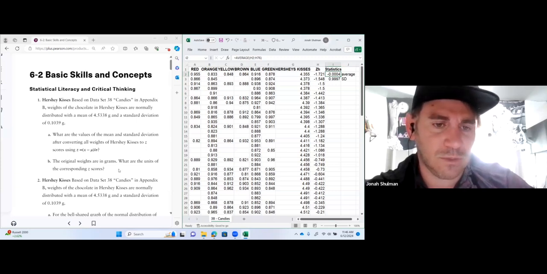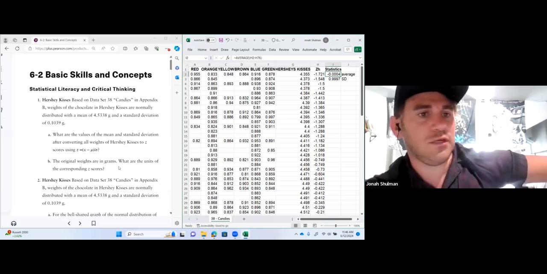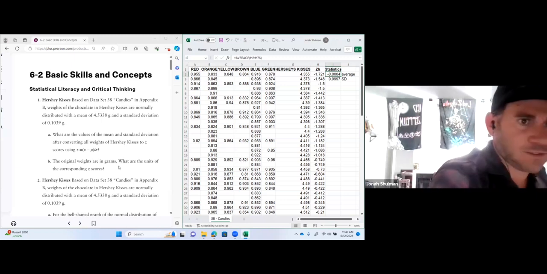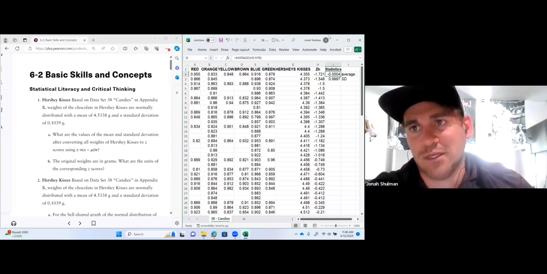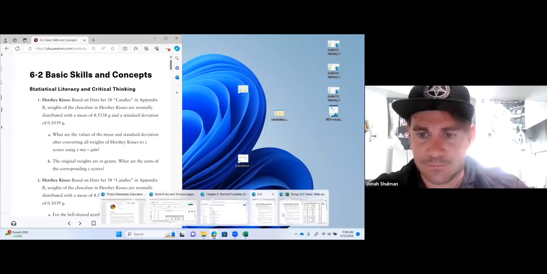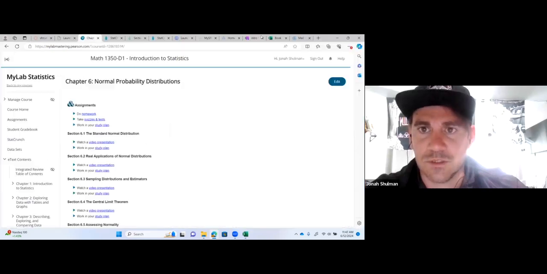So what are the units of the corresponding z-scores? This was in, I believe the units here are just percentages per z-scores, but I don't know. When I finally hit one I'm not sure about, guess what? I'm going to look at the back of the book. 6-2. They say they are without measurement. Sweet. I was right. Cool. So we got the first ones. Let's get into it. So obviously, did you need to do that? No, but I really wanted to show you that all of this stuff comes from somewhere.